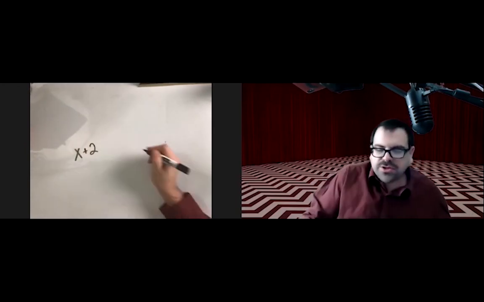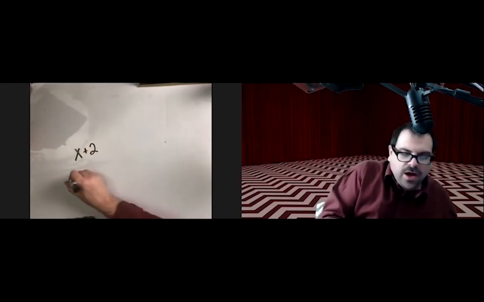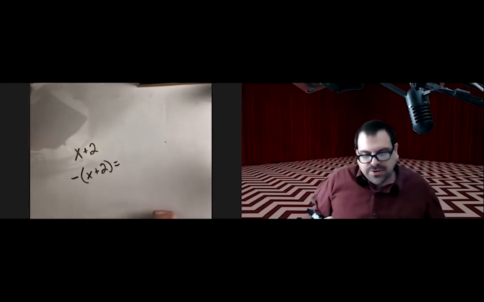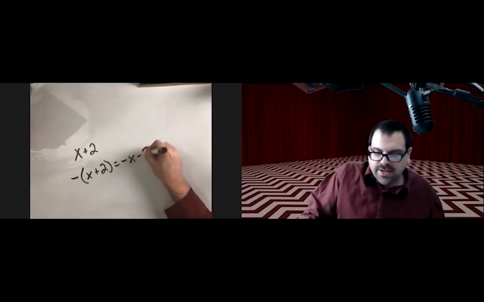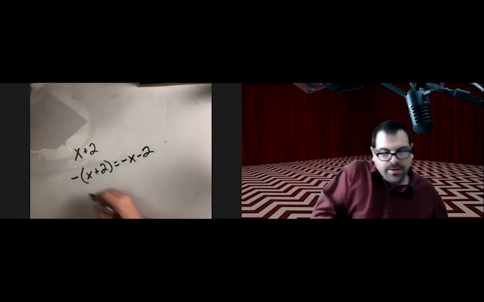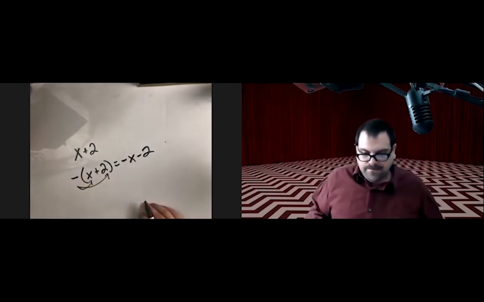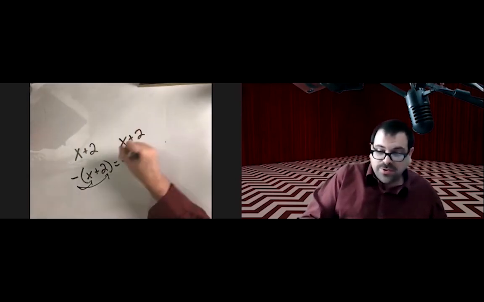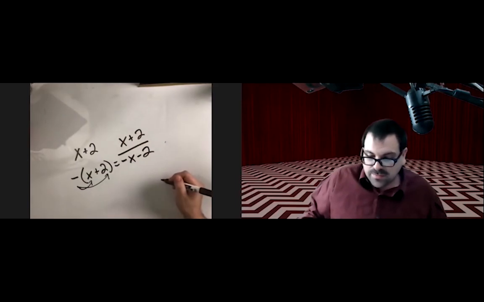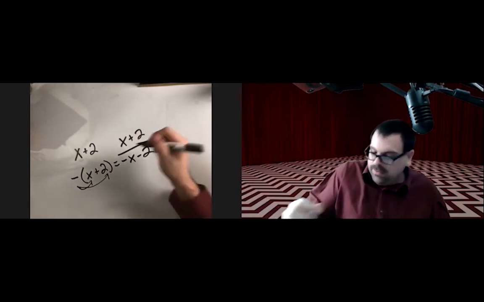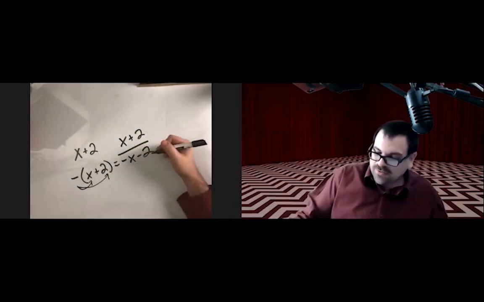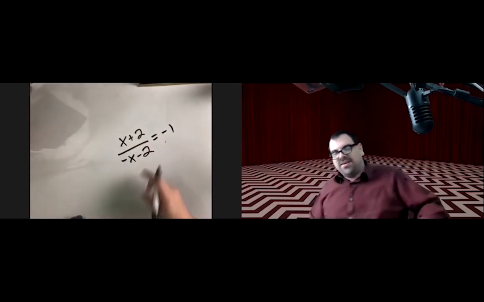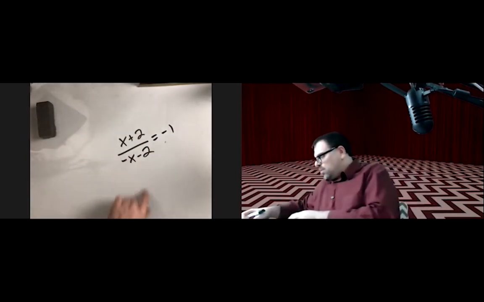If the number is x plus 2, then the opposite of x plus 2 could also be written as negative x minus 2. I'm distributing that negative sign. So x plus 2 over negative x minus 2, that's a number over its opposite. x plus 2 over negative x minus 2 would be negative 1.